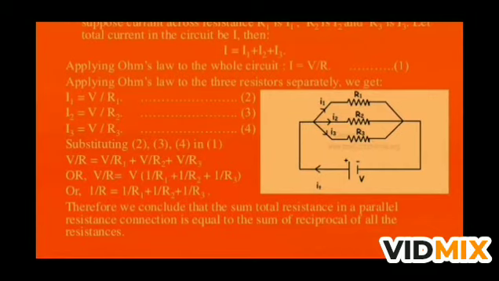R is equal to 1 upon R1 plus 1 upon R2 and 1 upon R3, means the total resistance in the parallel resistance connection is equal to sum of the reciprocal of all the resistance. Here the total resistance is less than the smallest one.